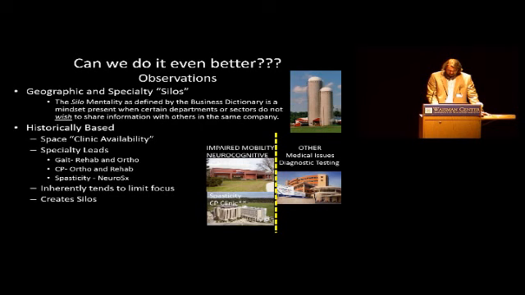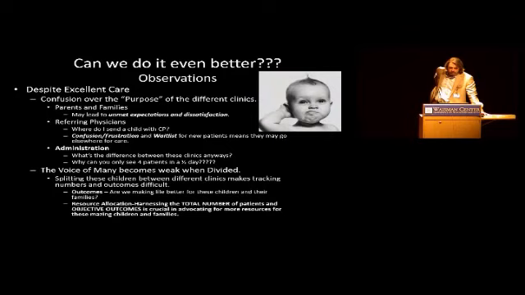Can we do better? The purpose of the different clinics sometimes becomes confusing. People are like, well, my child has CP. Do we go to the CP clinic? Do we go to the gait clinic? Do we go to the spasticity clinic? Why am I seeing the same person in both of these clinics? There is a different purpose for those clinics, but sometimes it can get confusing for families. And even referring physicians, some of our physicians that refer in, sometimes they are for specific evaluations.